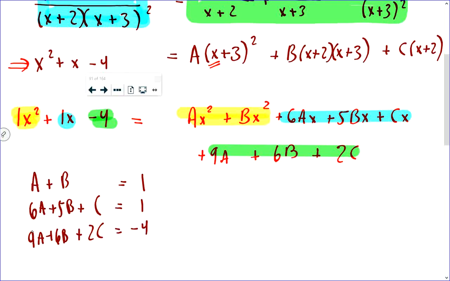So a plus b is the coefficient of x squared. 6a plus 5b plus c is the coefficient of x, and then the negative 4 is the sum of the constants. When I first did linear algebra and I had to solve a system of equations like this, this is a bit of work. And if you think of just putting in those strategic numbers for x, it's less work.